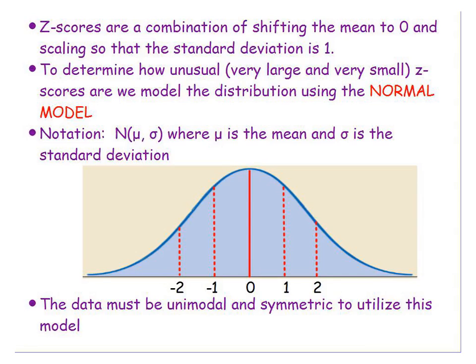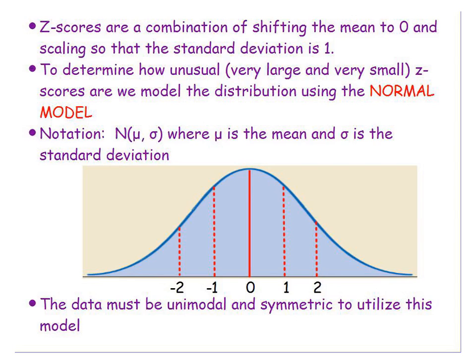To continue our discussion from Chapter 6, we are now going to look at how z-scores relate to a very important model referred to as the normal model. Z-scores are a combination of taking the mean of a data set and shifting it to 0 and scaling it so that the standard deviation is 1. And we use these z-scores to determine how unusual, very large and very small, z-scores are. And in order to do that, we model the distribution using the normal model.